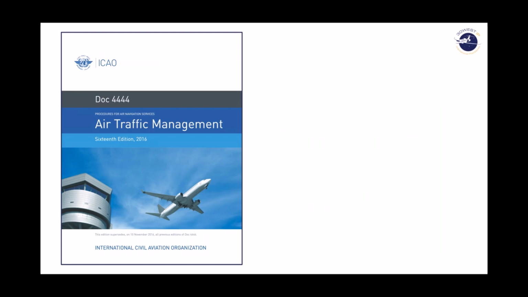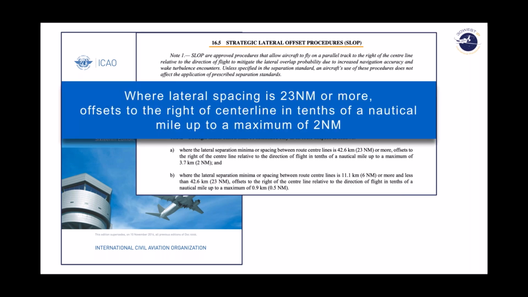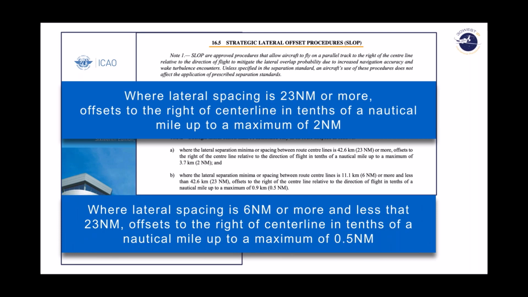Looking at DOC 4444, that ICAO guidance that talks about so many important things, in section 16.5, they talk about Slop, and they changed this back in 2014, and they mentioned that where spacing is more than 23 nautical miles, the offset could be done in tenths of a mile up to a maximum of 2 miles. So 0.1, 0.3, 0.8, 1.2, things like that. However, they go on to state that where lateral separation is 6 nautical miles or more and less than 23, now that would be this 19 nautical mile ASEPS section, offsets to the right of center line would be in tenths of a nautical mile up to a maximum of 0.5. They didn't mention that in the NAT Ops manual, but it is here in DOC 4444, and we're seeing the NOTAMs come out. They are saying that they're doing it consistent with DOC 4444. That's why the AIP amendments are going to be so important. We're going to want to catch up with that.